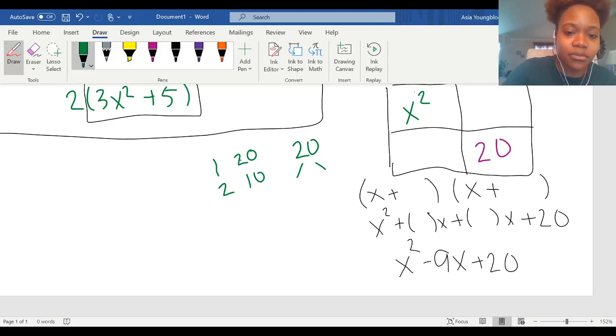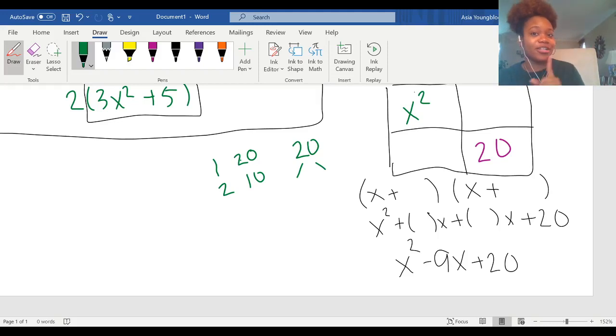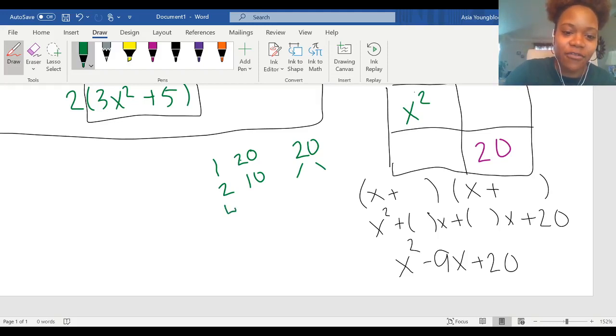We have 3, so 3 doesn't go into 20, so we're going to skip it. But we have 4 and 5. 4 and 5 multiply to get 20, and we can combine 4 and 5 to get 9. 4 plus 5 is positive 9, but again, we want our answer to be negative 9.